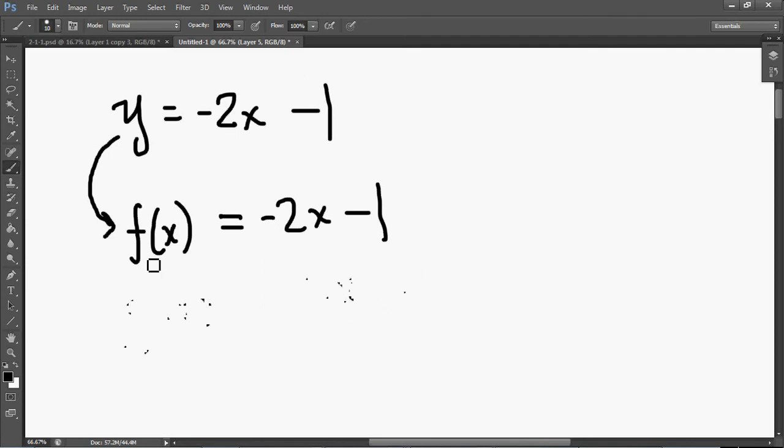And this kind of means the same thing. It just means y equals negative 2x minus 1. They just like to swap out the terms. Sometimes they call it f of x. Sometimes they call it g of x. For now, you can just think of it as just another way of saying y.